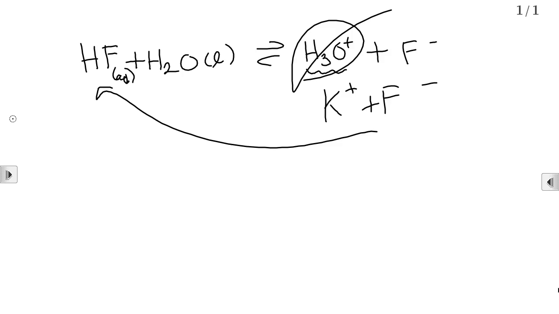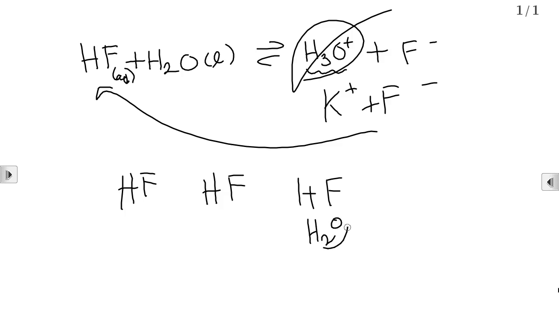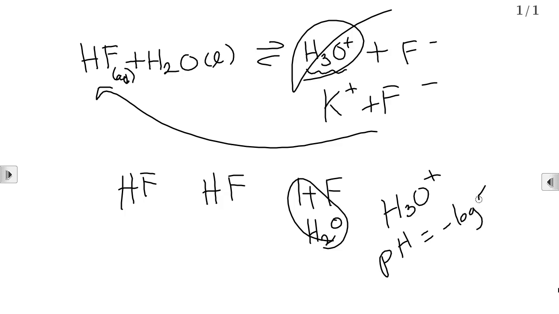So the actual acid itself is not what makes it acidic. These HF molecules all day long, just chilling out, have nothing to do with the pH. It's where the water comes along and takes that hydrogen and makes this. And that's what we do when we calculate pH. pH is equal to the negative log of the hydronium ion concentration, of this, not that. So, does that answer your question? It's a good question. You okay?